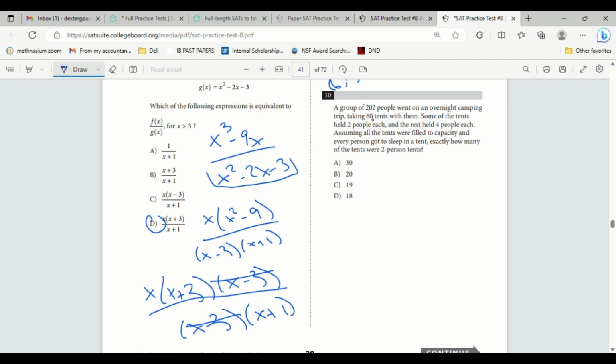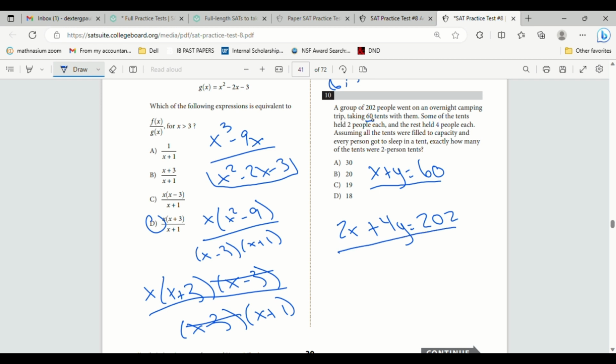So let's say that all of the 2-person tents are x, and all of the 4-person tents are y. That means combining both those tents, we get 60 tents, as they said, in total. And then 2 people per 2-person tent, and 4 people per 4-person tent equals a total of 202 people. So we can always construct a system of equations that follow that similar pattern. Add the number of objects and then people, for example, as our 2 equations.